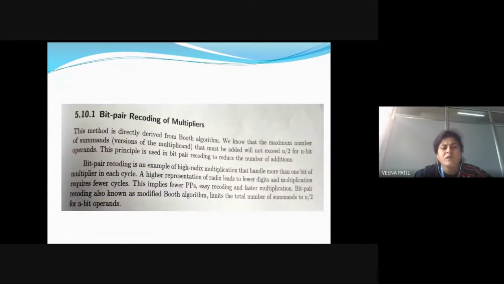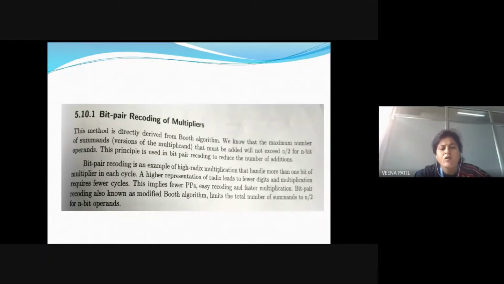As I told you, this method is directly derived from Booth's algorithm. We know that the maximum number of summands, that is versions of the multiplicand that must be added, will not exceed n by 2 for n bit operands. So the number of summands will be not more than n by 2. This principle is used in bit pair recording to reduce the number of additions.